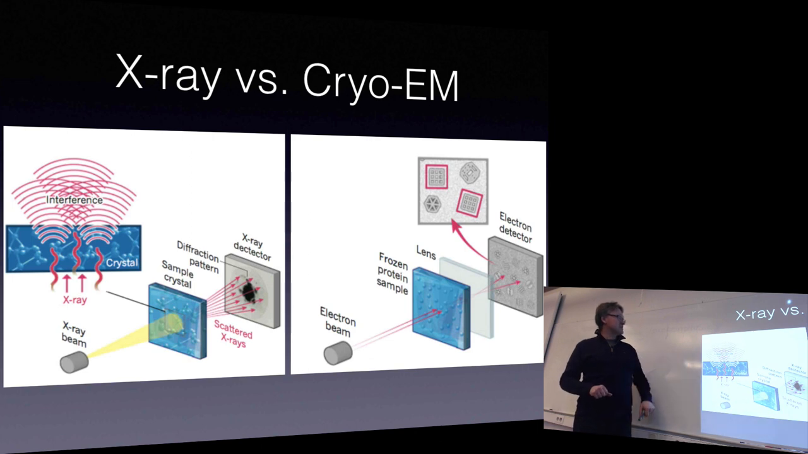The X-ray part is a bit more boring, because the only thing you will see in the lab is the overexpression and purification of the proteins. The actual structure determination, for that you need a synchrotron.